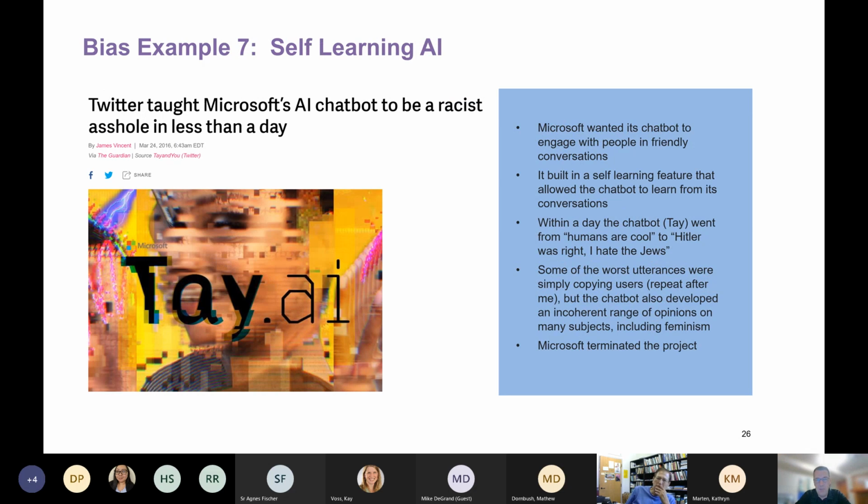The next example, this has been widely publicized, self-learning AI. Microsoft wanted to put a chatbot out on Twitter to have friendly conversations with people. And they put a self-learning capability into that chatbot. So the chatbot was observing the dialogue that was occurring, the conversations people were having with it. And within a day, it turned from a friendly conversational chatbot into a fairly racist chatbot.